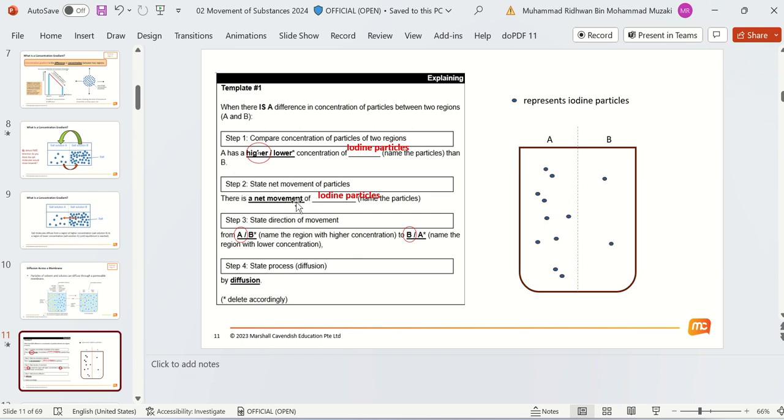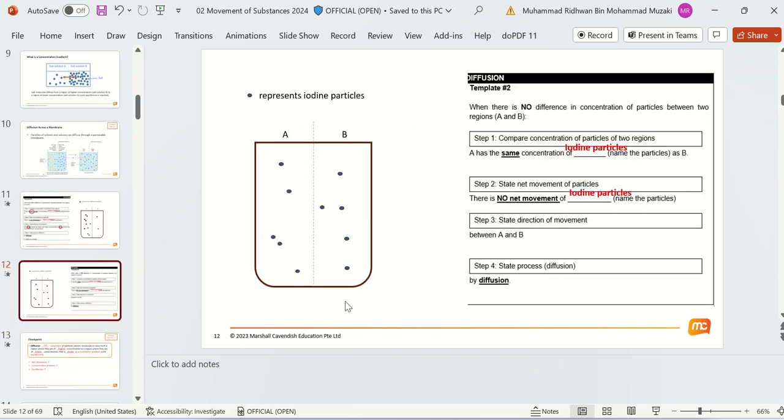Step number 2, you state the net movement of particles. So there is a net movement of iodine particles, and in which direction? From A to B in this case. And you need to state the process in the last step: by diffusion. Taken together, your description and explanation will be: A has a higher concentration of iodine particles than compartment B. There is a net movement of iodine particles from A to B by diffusion. If you follow this sequence of description, you will not go wrong.